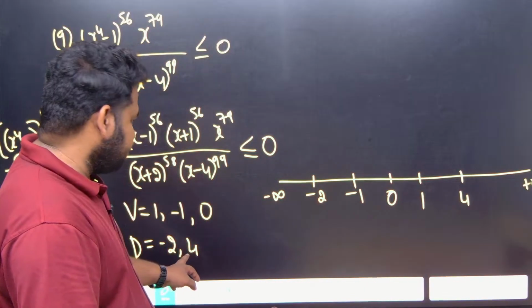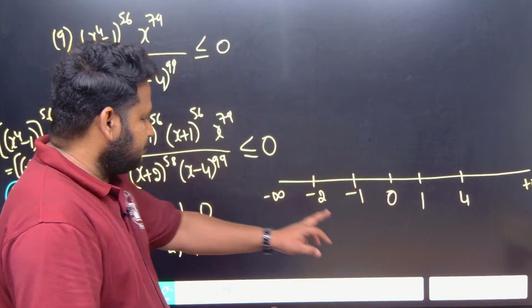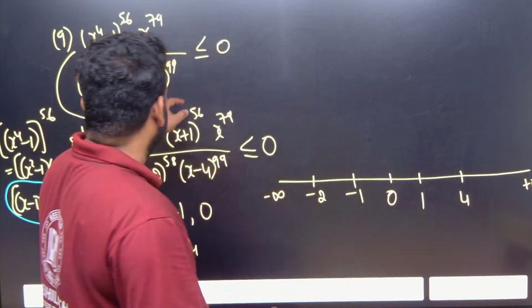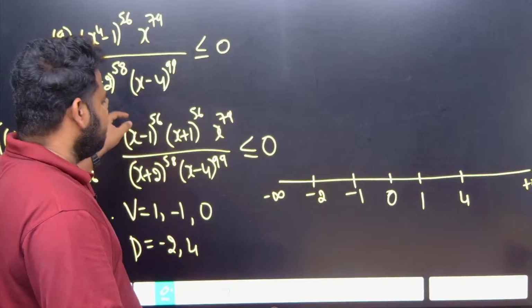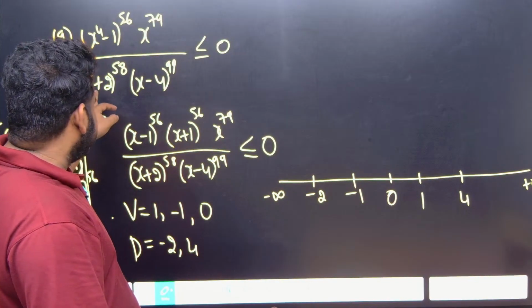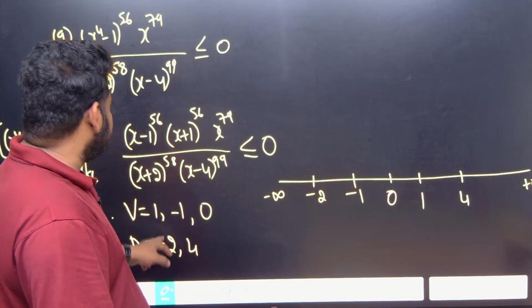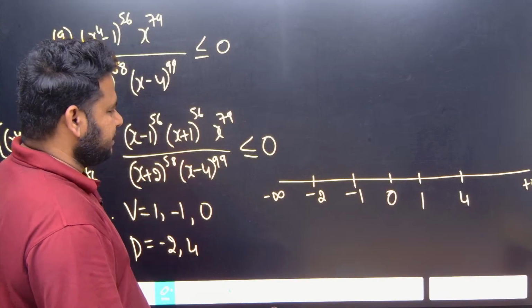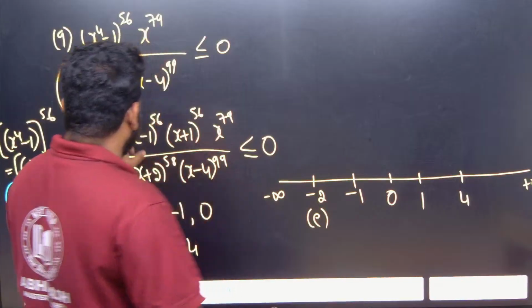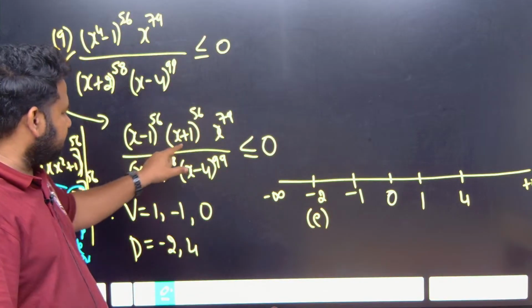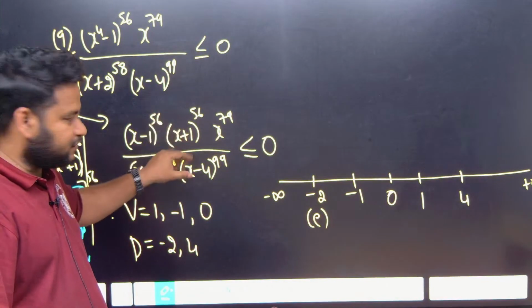For 4, x minus 4 to the power of 99, 99 is odd power. For minus 2, x plus 2 to the power of 58, 58 is even power, so I should write even here. I am applying the wavy curve method for this one.